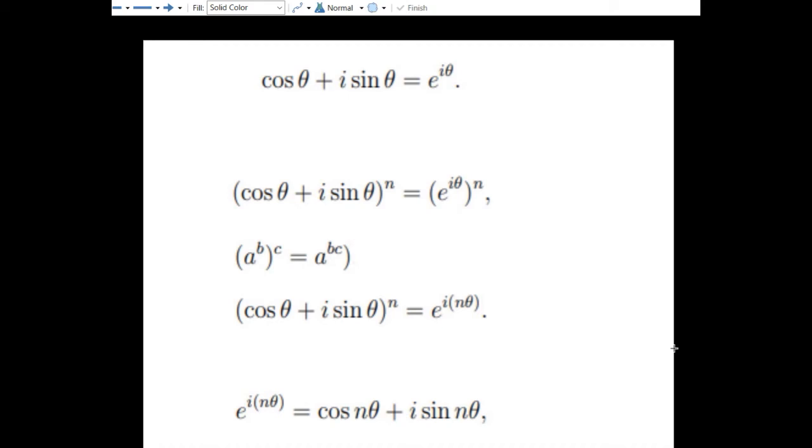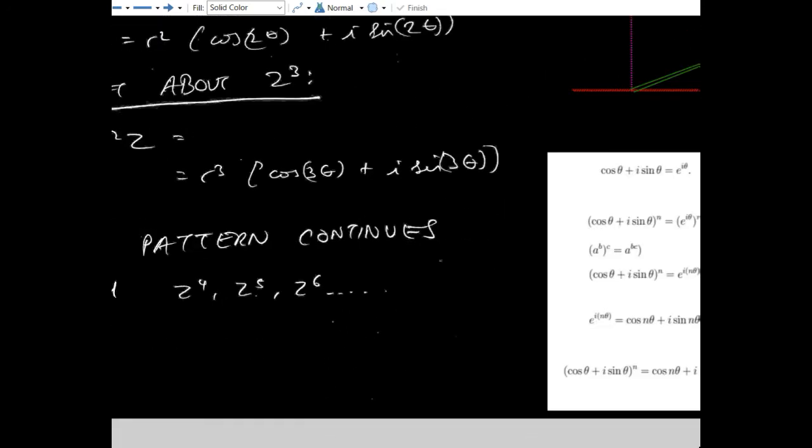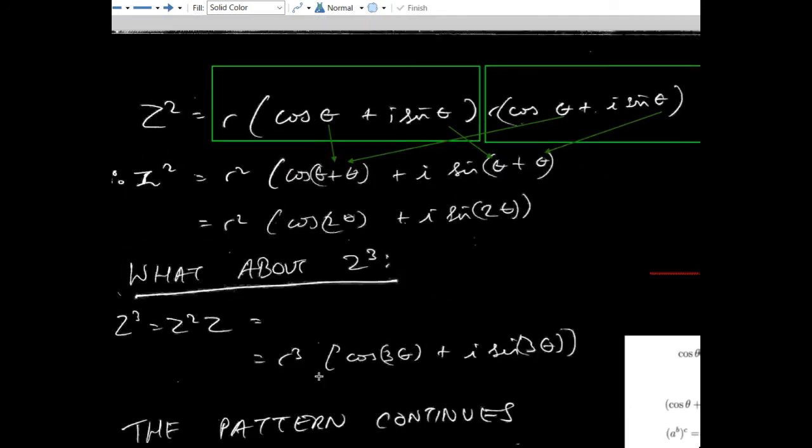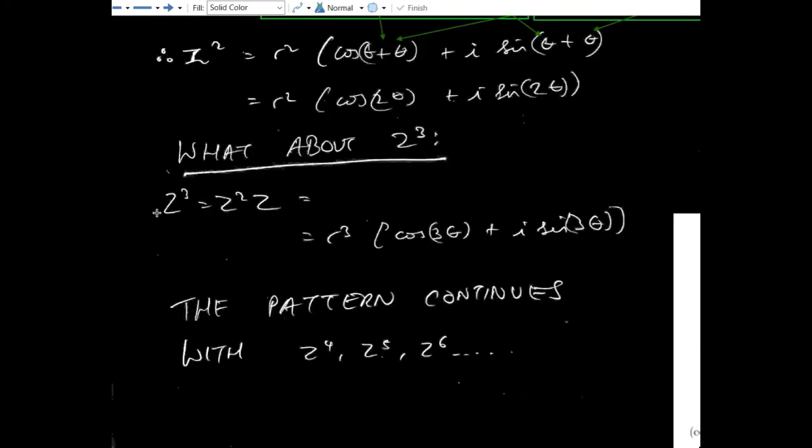Okay, so we considered the idea of z squared using trigonometry. I suggested that you could use the trigonometric patterns that we utilized in the last lesson to find z cubed, and said that with a little bit of work you can end up with r cubed (cos 3θ + i sin 3θ). The question is, what happens when you get to z^4, z^5, z^6, and is there a pattern?